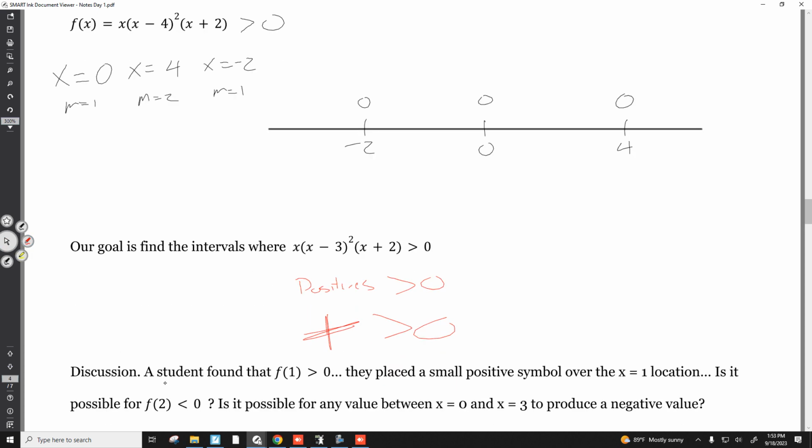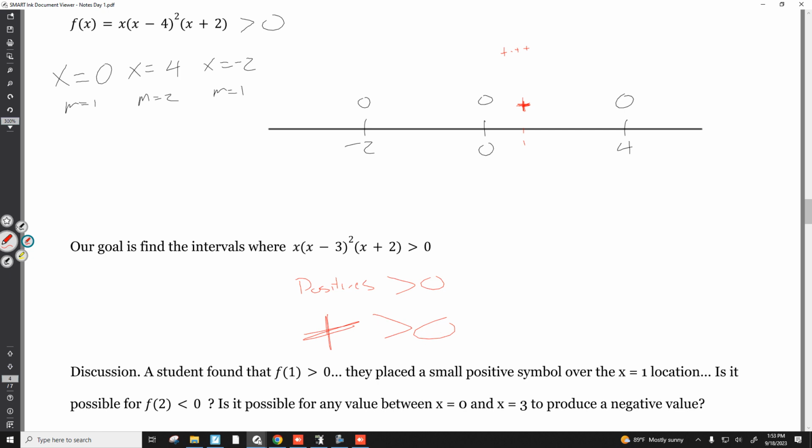A student found that when they plugged in 1, I'm going to put a little tiny 1 right here, they got 1 times 1 minus 4 squared times 1 plus 2. They thought, oh, that's a positive times a positive, that's a positive. And they put a tiny little plus right above 1. And they said, hey, this is a solution because it's positive, it's greater than 0.